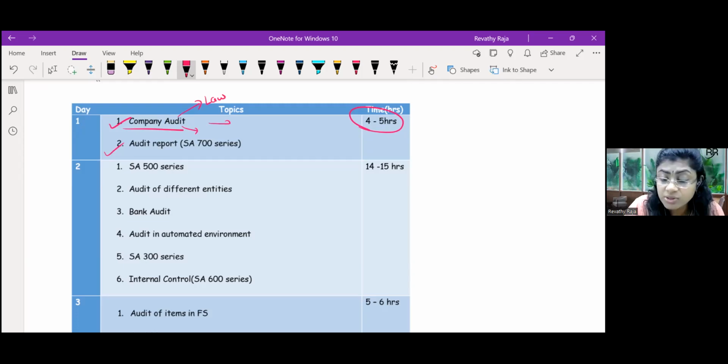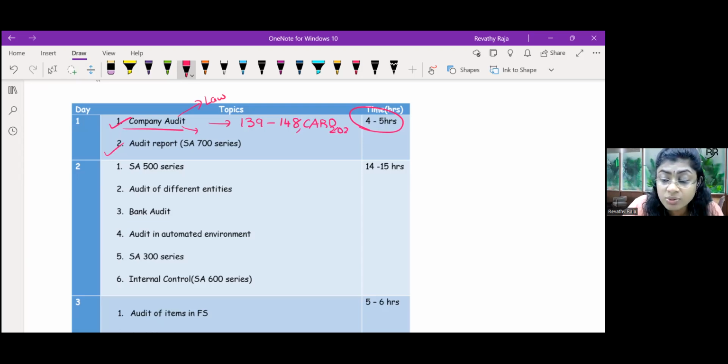Now, company audit, we have to revise section 139 to section 148. 139, 140, 141, 142, 143, 144, 145, 146, 147, and 148. So these are the main sections covered in company audit. Along with company audit, we have CARO also.